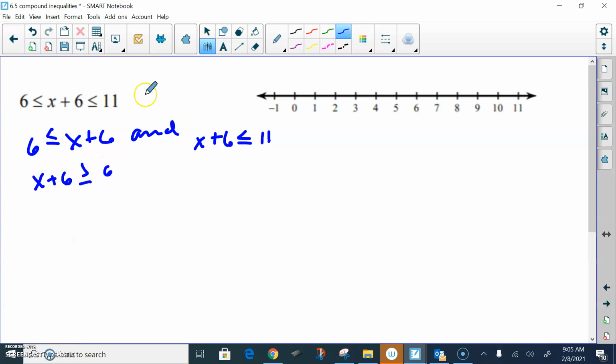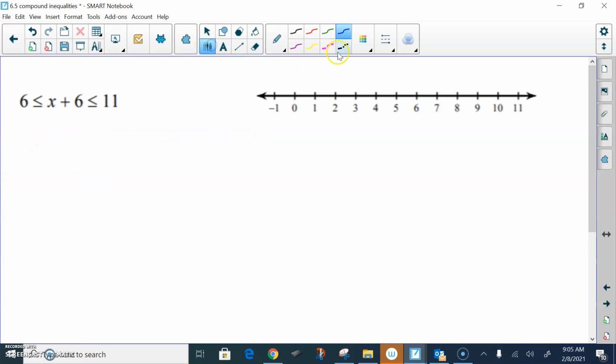But there's an easier way. Why make extra work by splitting them? Whatever you do to one side, you do to the other. So in this case, we need to subtract 6. So we're going to subtract it from both sides. Okay, so there we go. We get x, we get 0, and we get 5. So boom, it's done already.